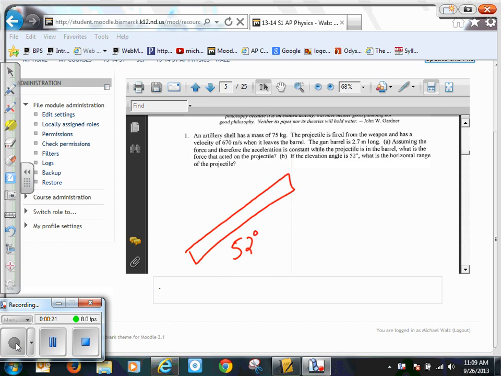Okay, so we have an acceleration. So we have 670 meters per second. And that's our final V, right? Okay, so what you notice, the question says the force and the acceleration is constant. It says, what is the force that acted on the projectile?